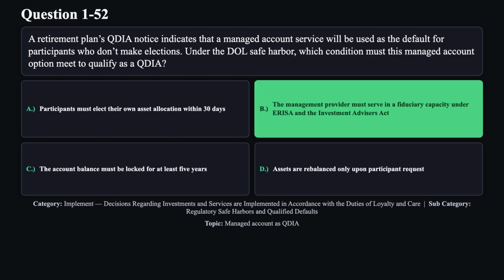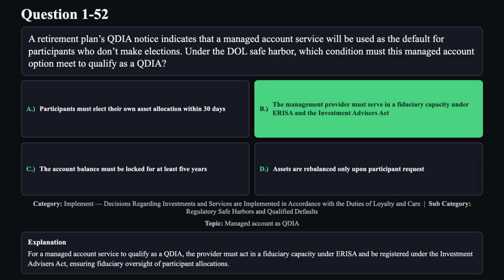The correct answer is B. For a managed account service to qualify as a QDIA, the provider must act in a fiduciary capacity under ERISA and be registered under the Investment Advisors Act, ensuring fiduciary oversight of participant allocations.